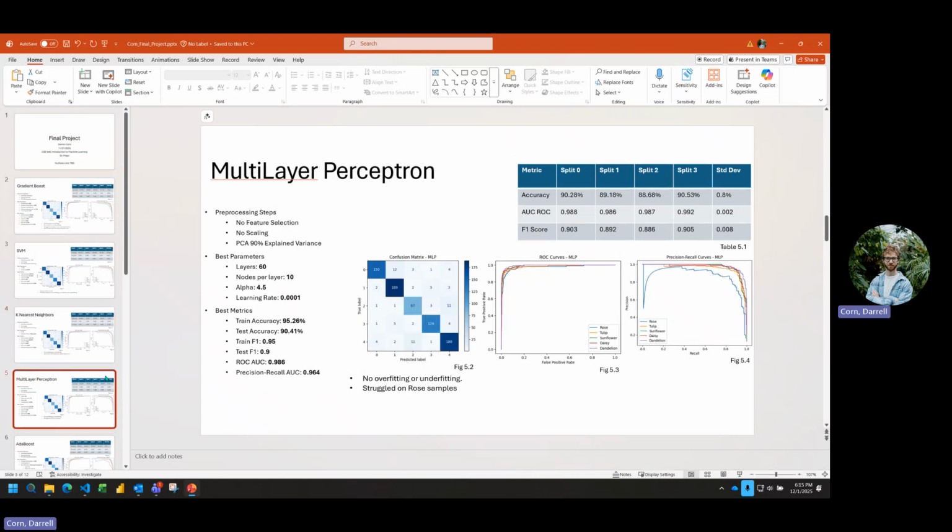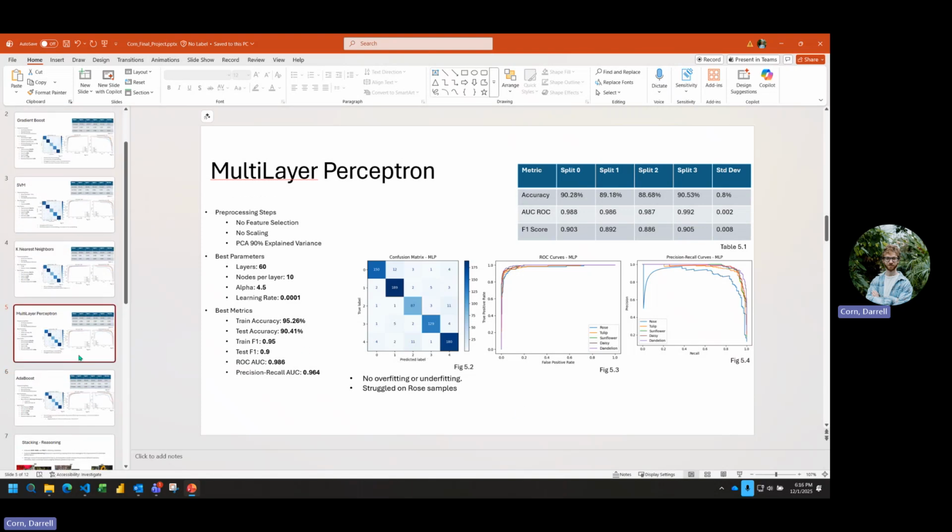So, onto multi-layer perceptron. I also don't see any evidence of overfitting or underfitting, so this one's performing quite well. The train and test accuracy are fairly close together. Fairly strong area under the curves for ROC and precision recall. This one seemed to struggle a little bit more on the roses samples. We can see from figure 5.4 here, it is kind of a strange bend to their precision recall curve. But overall, it is a pretty performant classifier.